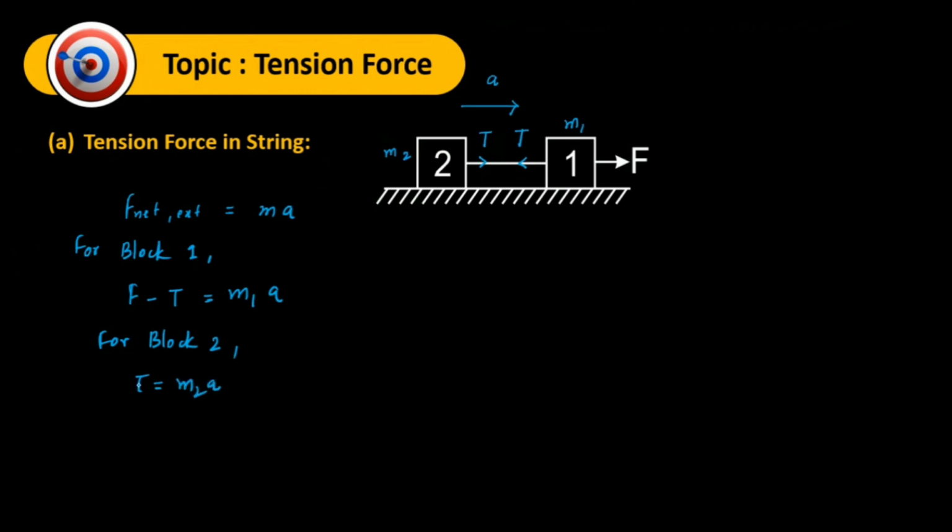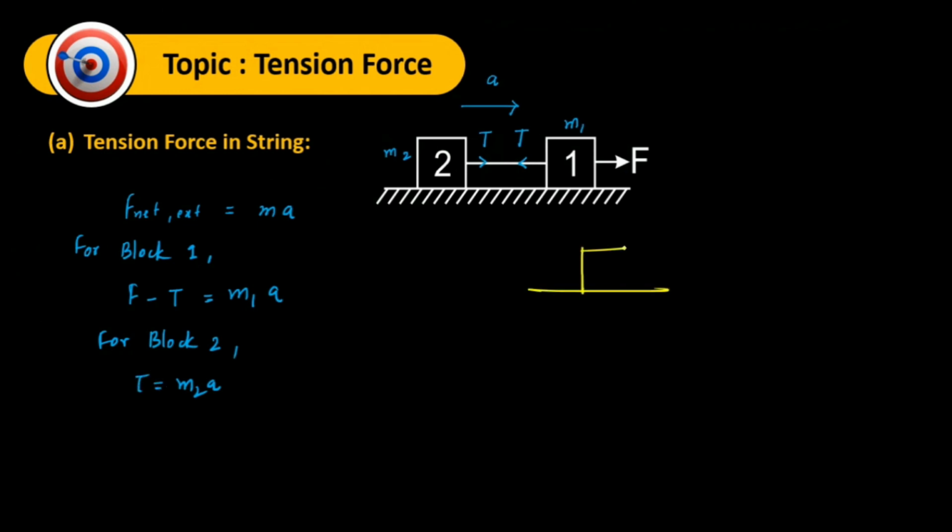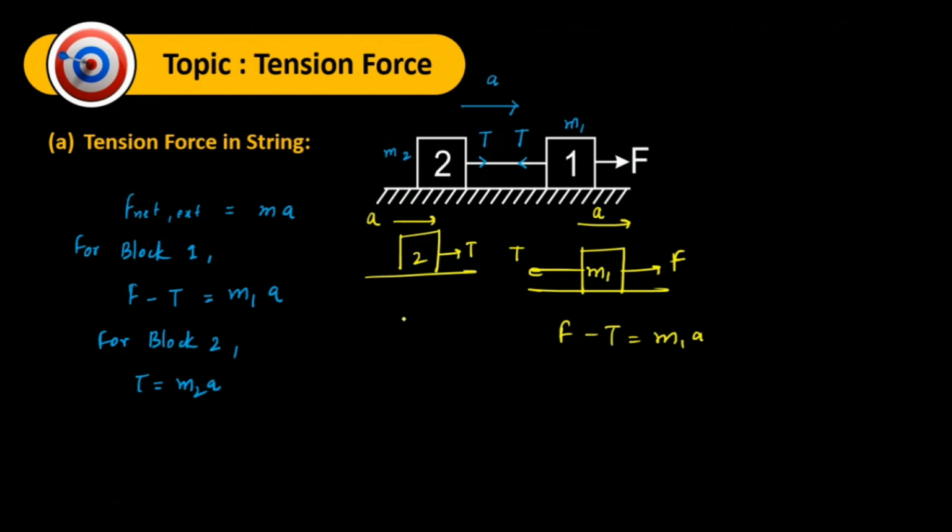How did I come to this conclusion? Just try to understand what forces are acting on block 1. F is acting in this direction, and tension is acting in this direction. The object is moving in the forward direction. The net force is going to be F minus T is equal to m1a, because its mass is m1. Similarly, in the second object's case, there is only tension acting in this direction. The whole system is going towards the right with acceleration a. So here the net force is only T, acting in the right direction, so it is going to be m2a. So the tension in the string will be m2a. That's it. This is what you have to find here.